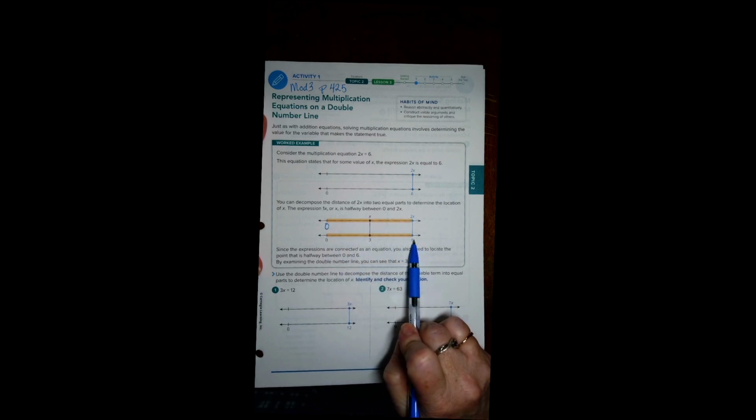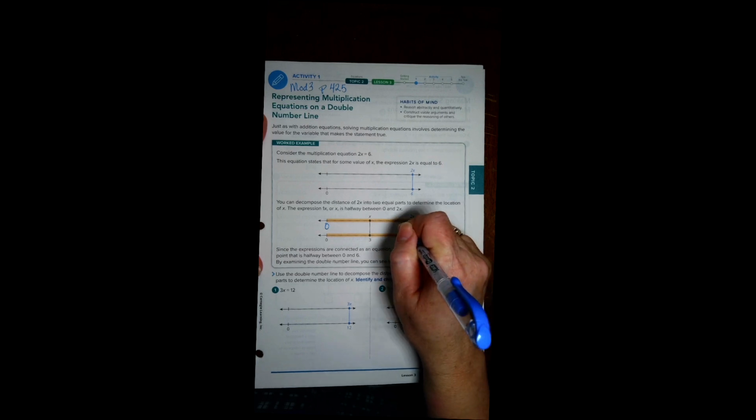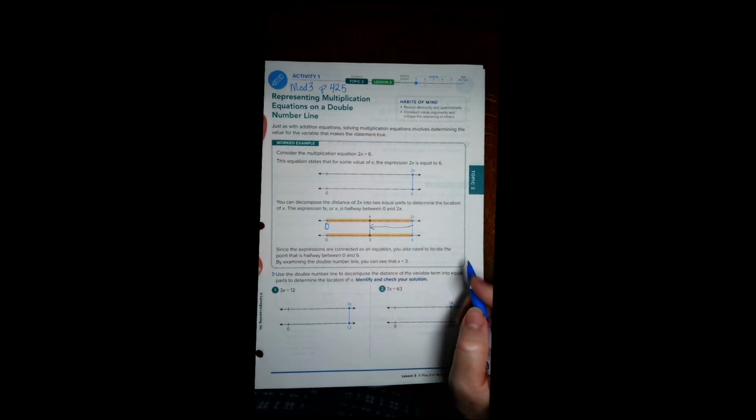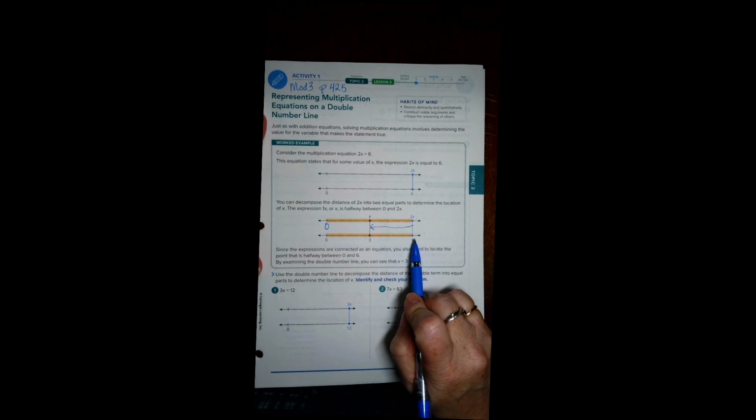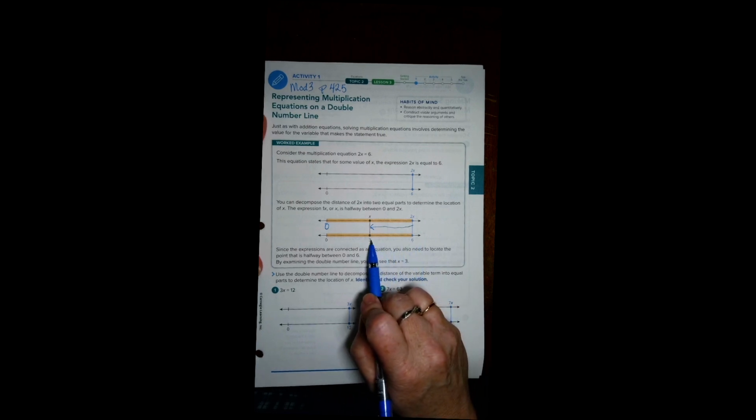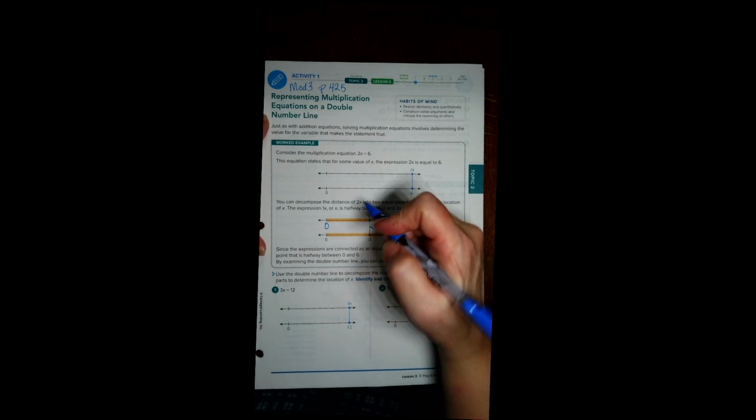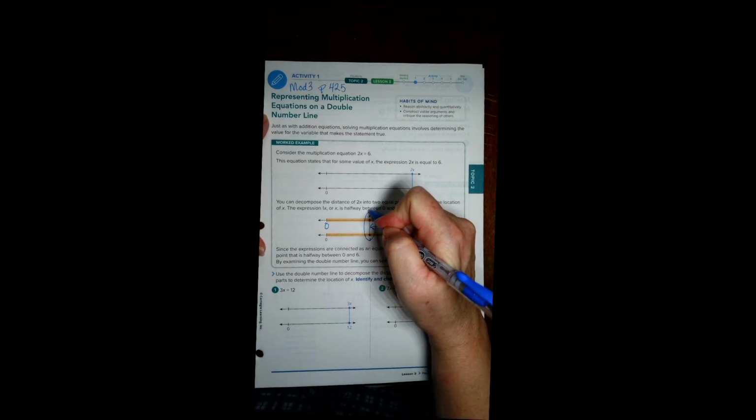So then if we're backing up in an amount that we're dividing it in half, then we need to do half of 6. So 6 divided by 2, or times a half, is 3. Since the expressions are connected as an equation, you also need to locate the point that's halfway between 0 and 6, which is what I just said. By examining the double number line, you can see that x equals 3. So right here, remember that's an equation, x equals 3.